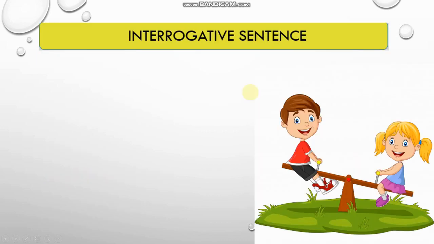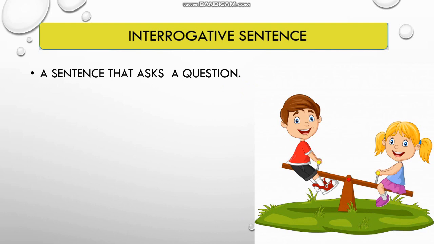Okay, now let's look at what is an interrogative sentence. A sentence that asks a question. It ends with a question mark. An interrogative sentence asks a question. This type of sentence begins with who, what, where, why, when, how, or do, and it ends with a question mark. It is used to find out something.